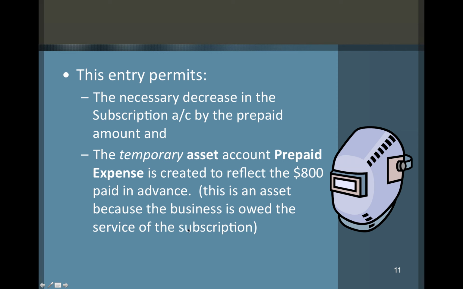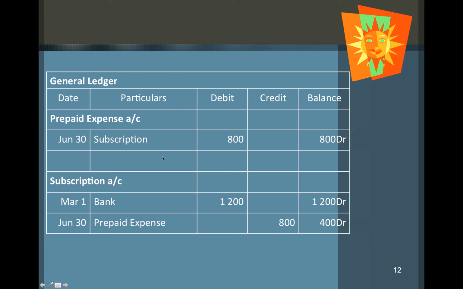It's an asset because the business is owed the service of the subscription. Now it's temporary because in the next accounting period, it's no longer going to be an asset. The very next day, July 1, the beginning of the next accounting period, that asset is no longer an asset because it will no longer be owed. We will be receiving during that accounting period the benefit of that expense that we paid for last year. So it is only a temporary asset account. So let's have a look at how that double entry of the adjustment will look in the ledger.